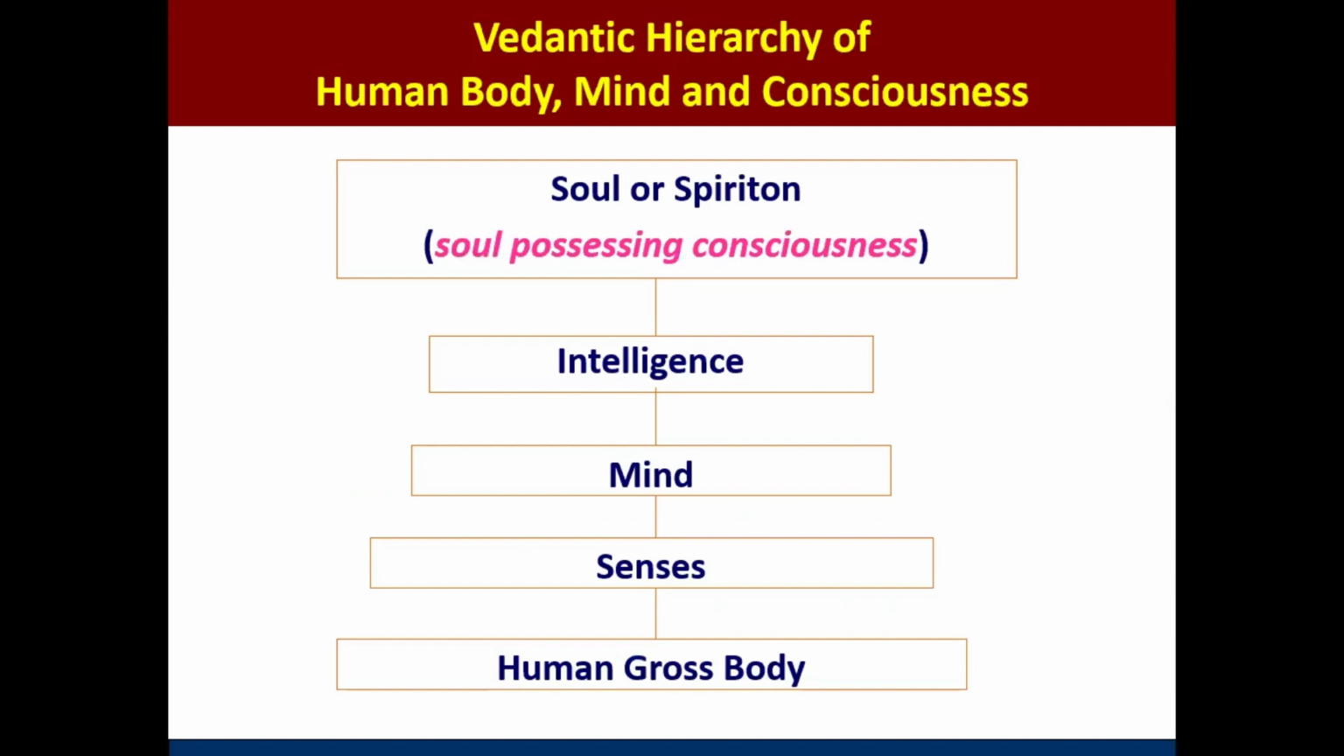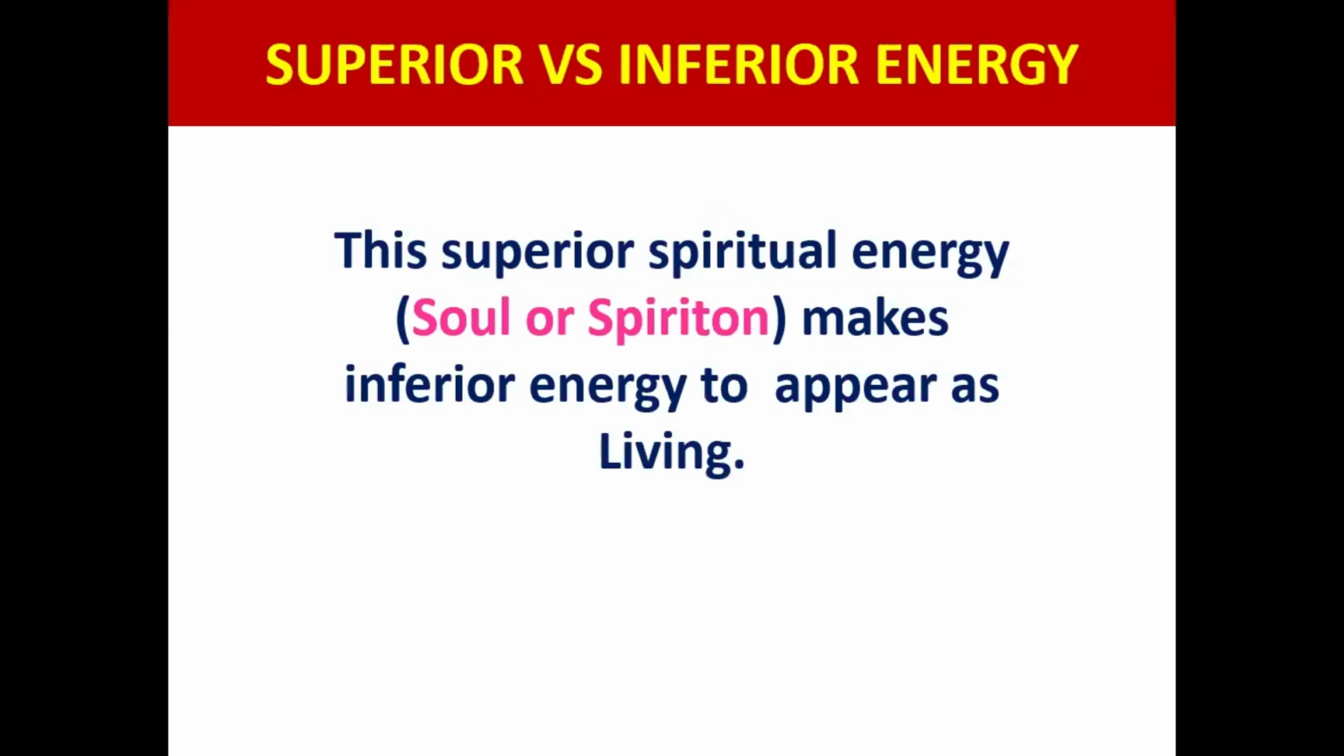The soul is the main thing, and it also possesses the property of consciousness. It regulates the intelligence of a cell, and then the mind of a cell or mind of a body, and then the senses are regulated by the mind, and then the senses regulate the human body. So the topmost thing is the soul, which regulates intelligence. Intelligence regulates the mind, the mind regulates the senses, and the senses regulate the human gross body. So the answer to life has come from the Vedantic perspective, but not from the scientific perspective.